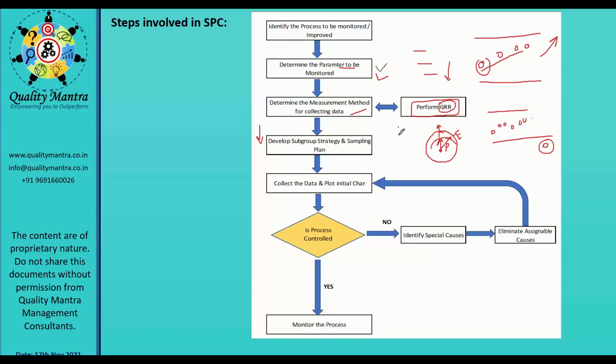Normally, if the GRR is below 10%, it is 10, not 16. If the GRR is below 10%, your measurement system is acceptable. It shows that yes, your measurement system is capable of reproducing and repeating the results, so you can rely upon the results. If it is between 10 to 30% GRR, after so many calculations it needs to be carried out, there is a proper methodology you need to follow. If it is between 10 to 30%, it is conditionally acceptable.